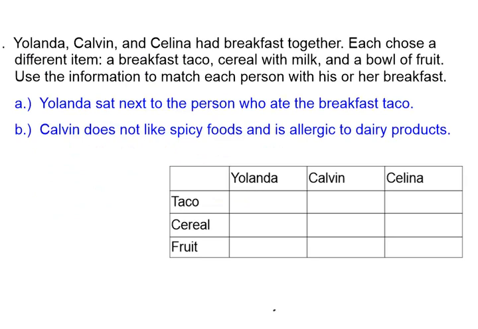Yolanda, Calvin, and Selena had breakfast together. Each chose a different item: a breakfast taco, cereal with milk, and a bowl of fruit. Use the information to match each person with his or her breakfast. All right, so you can see that I already set up a table, so that's how I'm going to organize my information. So I'm going to eliminate possibilities here.